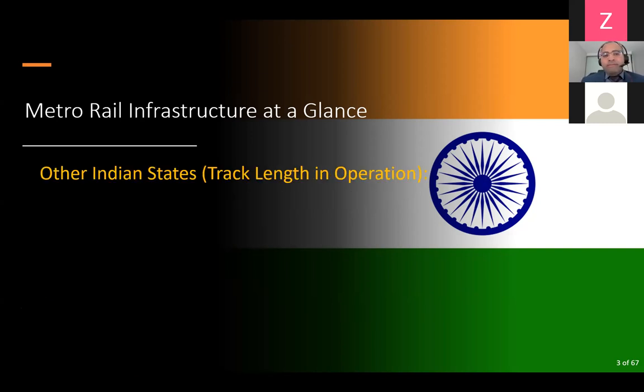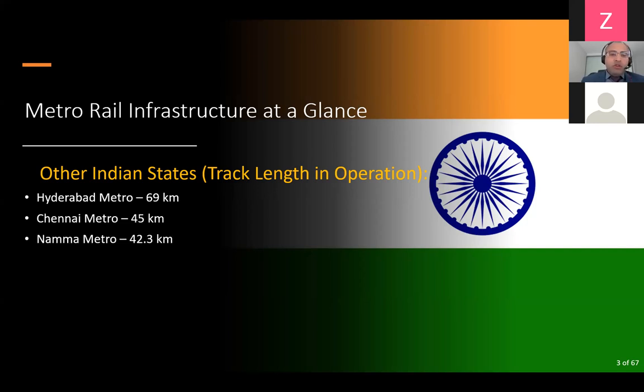And have a look at the trends in other metro cities in India. Hyderabad Metro has 69 kilometers of track length in operation; it was last year's data again, before COVID. Then Chennai Metro is 45 kilometers, and I think Bangalore Metro is 42.3. Kolkata Metro is, I think, the oldest metro in India, correct me if I'm wrong, with a total track length in operation of around 34.7. I think in Kolkata they are advancing the metro construction, so it may increase more in future years. And then Ahmedabad Metro has an operating track length of 6.5 kilometers.